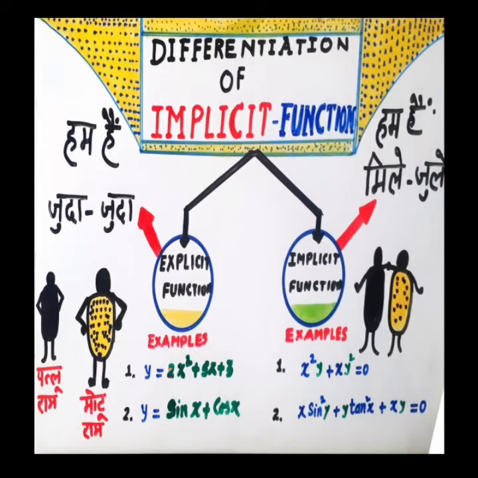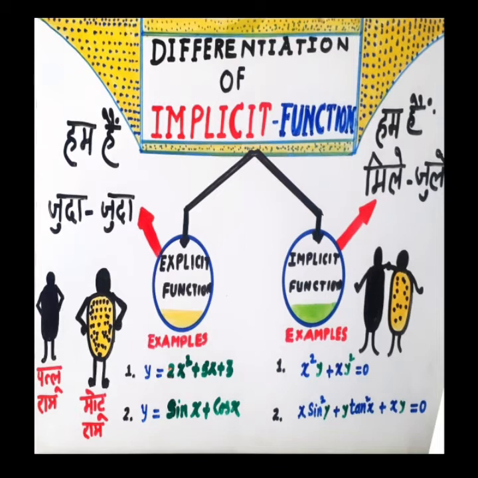On the left side, there is Patlu Ram and Motu Ram. They are called explicit functions. I have illustrated this with the help of examples number 1 and 2. Look here, y is on the left side and x terms are on the right side. The function is on the right side and y is on the other side.